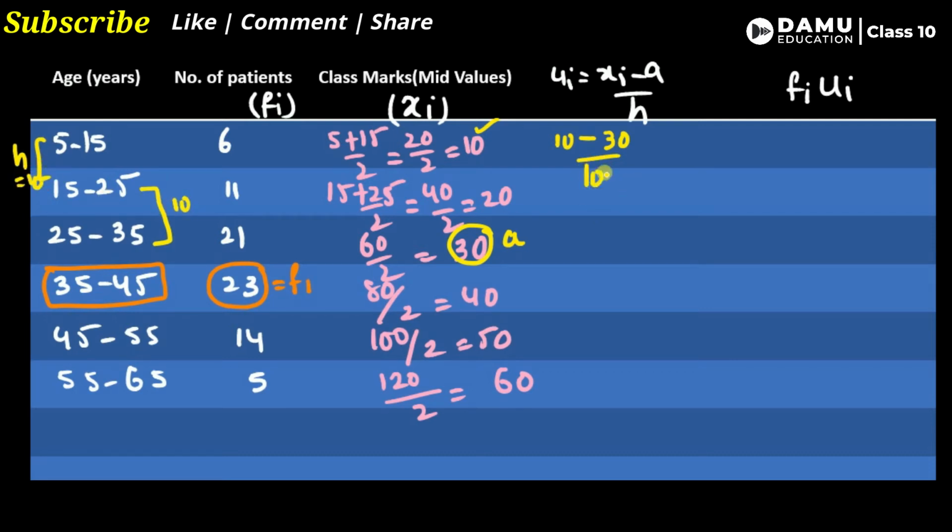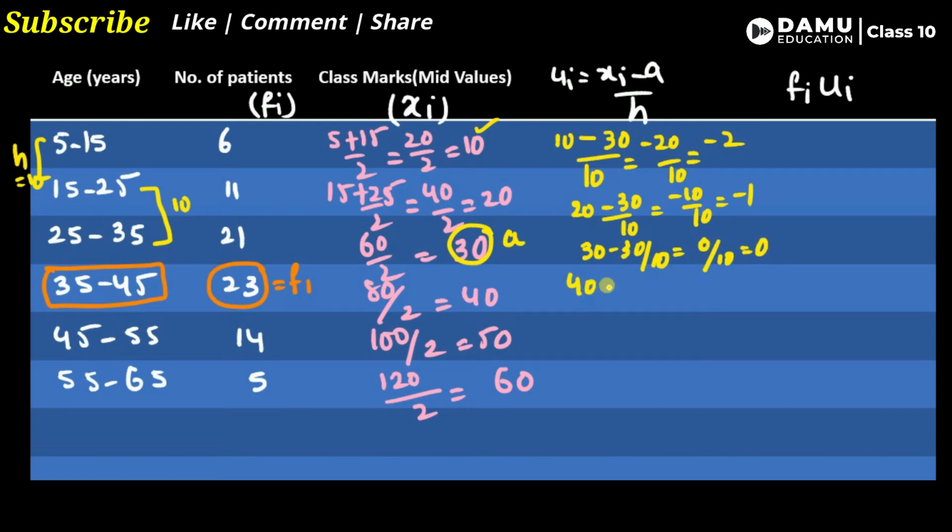So 10, then what value will we get? Minus 20 by 10. What is the answer? Minus 2. Like this we need to find it. Xi value is 20, for this, 20 minus 30 by 10, that is minus 10 by 10, what value? Minus 1. Then 30 minus 30 by 10, what is the answer? 0 by 10, that is 0. For this, 40 minus 30 by 10, we will get 10 by 10, that is 1.